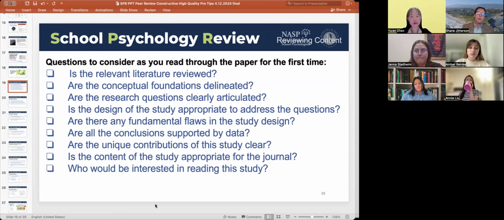Are the unique contributions of this study clear? There are multiple places where you can see that articulated, possibly in the abstract, possibly in the impact statement, and certainly it should be delineated clearly in the discussion section. And then also, is the content of the study appropriate for the journal?